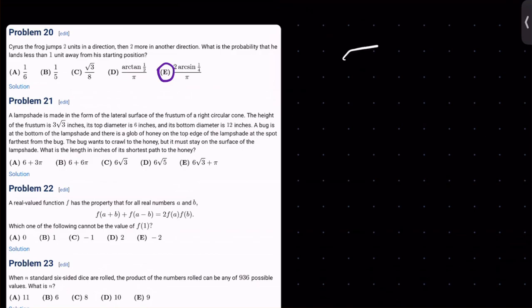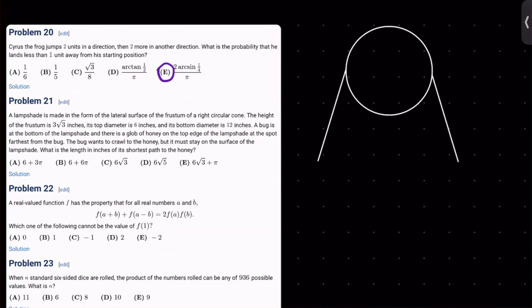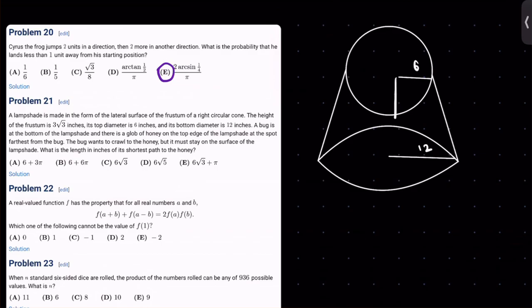Okay, so let's draw our frustum first. Well, I guess that works. So let's say that this is our frustum, right? Very nice frustum. We know that the radius of the top is 6. The radius of the bottom is 12. And the height is 3√3 inches.